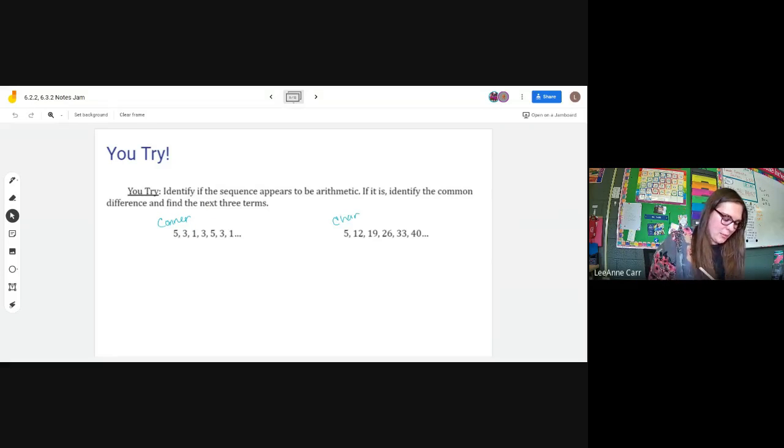So here we go. When we remember, we're subtracting the second term minus the first. So help me out, Connor. 3 minus 5, what would that give us? Well, be careful. Remember, we do the second minus the first. I know our brain wants to do 5 minus 3, but we're actually doing 3 minus 5, which would give us a value of -2.